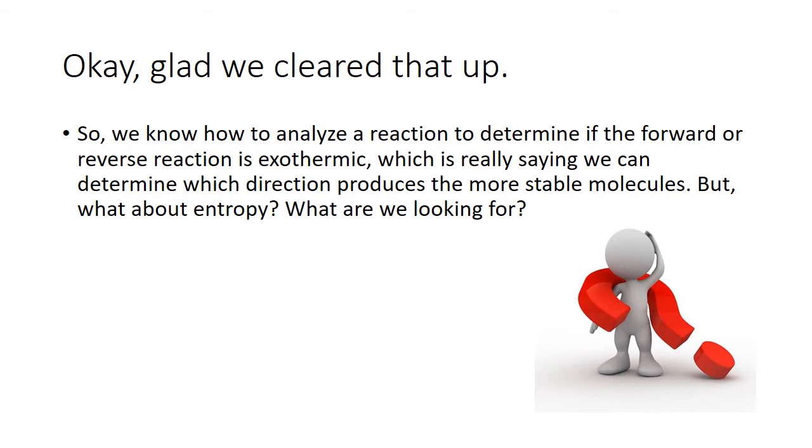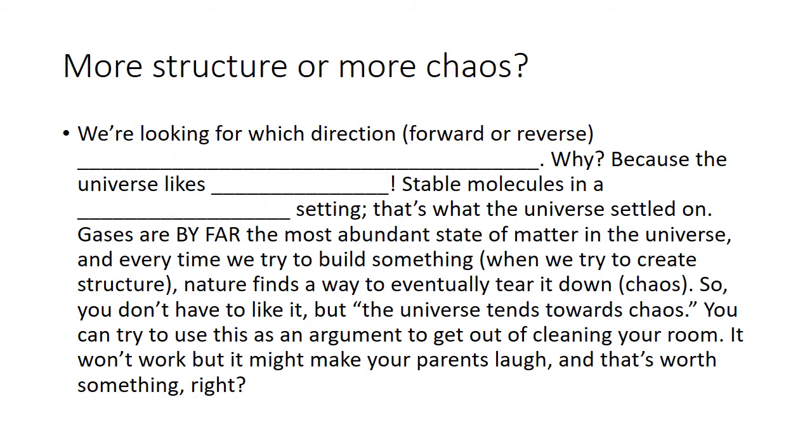So now we've got that cleared up. We need to figure out, what are we looking for when we're trying to determine which direction produces, what do you think? Structure, chaos, we don't even know at the moment. We don't know what we're looking for. All right, we know that for enthalpy, we're looking for exothermic reactions, but we need to know what we're looking for here. So think about it for a moment. What do you think we're looking for? Do you think we're going to look for more structure or more chaos as the favored condition for the universe?